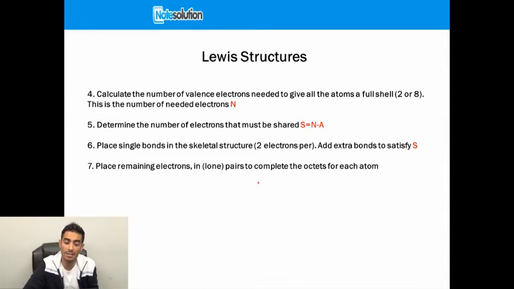So the first thing is we have to connect the atoms together. After connecting the atoms together, we count how many electrons we have through the single bonds. Remember, each single bond is 2 electrons. Then add extra bonds to satisfy S. After satisfying S, place the remaining electrons in lone pairs to complete the octet rule for each of the atoms.